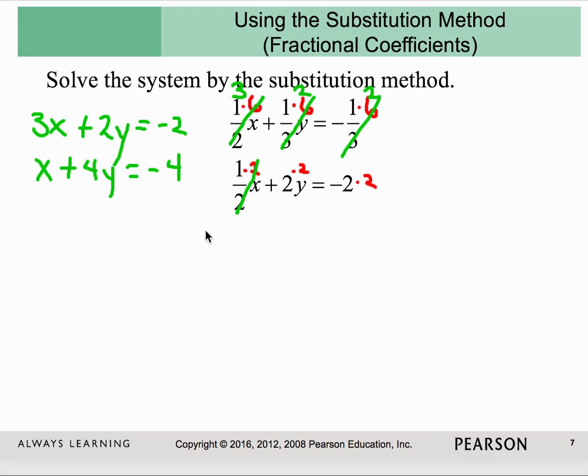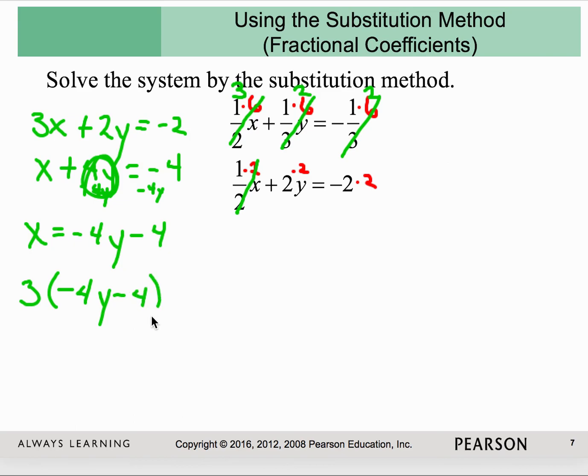Okay, all right, I'm going to solve this equation for x. That's going to say if I subtract 4y from both sides, I'm going to have x equals -4y minus 4, right? Subtract 4y from both sides. Okay, and then plug it into the other equation. So 3 instead of times x, because x is -4y minus 4, 3 times (-4y minus 4), plus 2y equals -2.